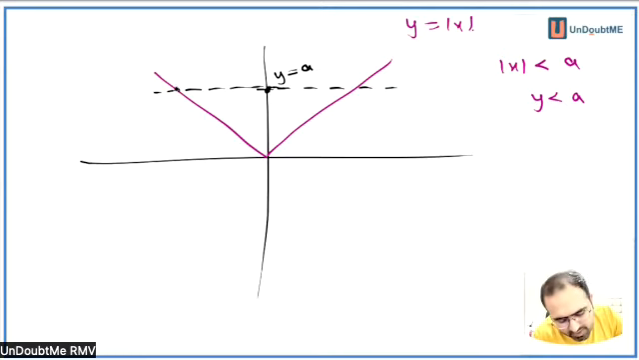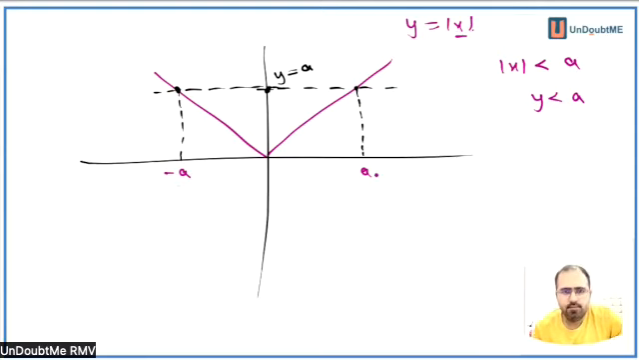This is y is equal to a, and we are talking about y less than a. So y less than a means if I just project these points, can I say that this will be minus a and this will be plus a? I will get y is equal to a only when the x value is either minus a or plus a. So these values are minus a and plus a. Till here, is there any question or any doubt? No, sir, this makes sense. All are clear with this? Yes, sir.